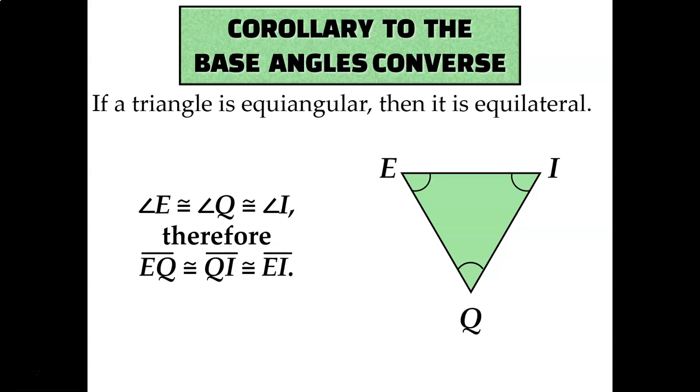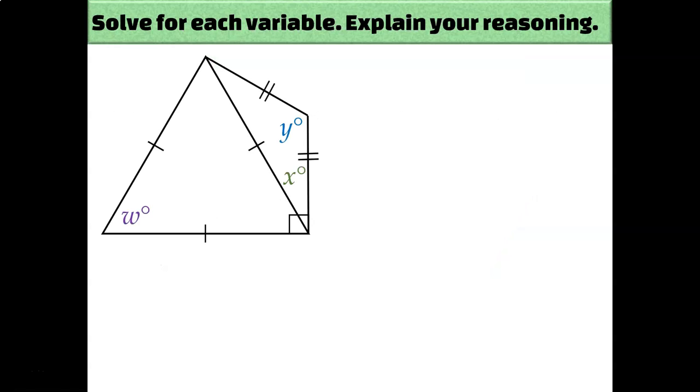So we're going to be combining all of that information together to find out the measures of each of these angles. With the problems that we're looking at today, there's going to be more than one triangle per diagram and multiple variables to solve for. For example, let's start with W.